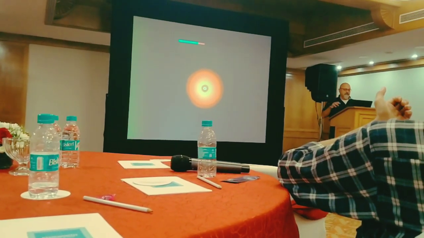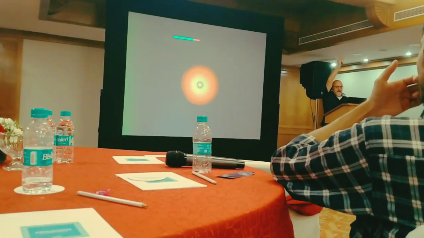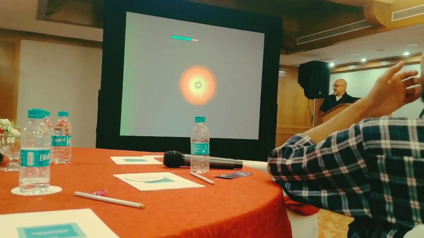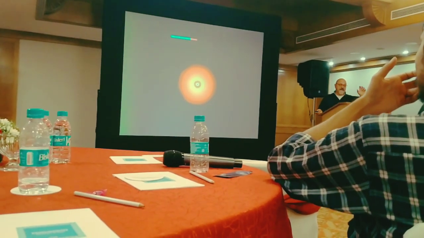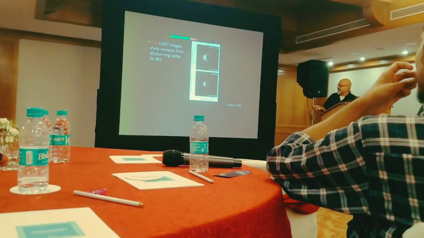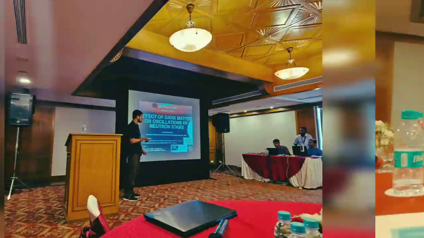So if I were to show you a different representation, you would see that matter goes in and then goes out along the polar axis. But an object like this would look like having a shadow. In fact, that's what it looks like when you image it. It looks like it has a shadow.